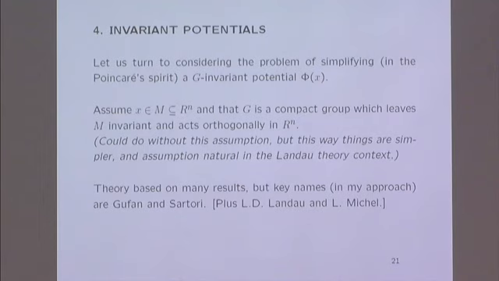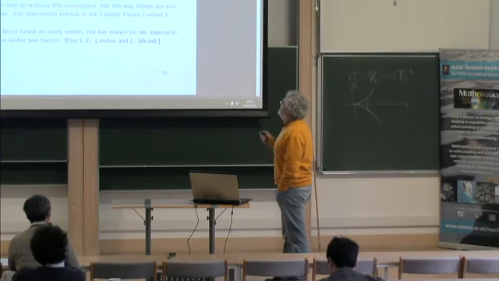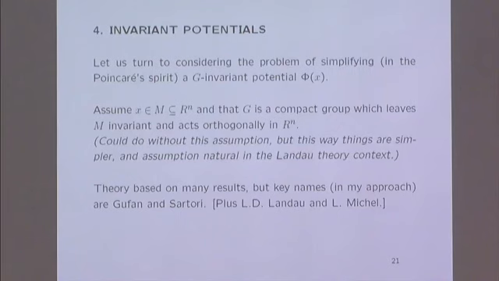But now the problem is, how can this be of use for us? So Poincare goes down. Now we come back to Landau. In Landau, we have this problem of a group invariant potential, and we want to simplify this. So I will assume that G is compact and it acts orthogonally in Rn. I don't really need that it acts orthogonally. This is just to be fast in the discussion.